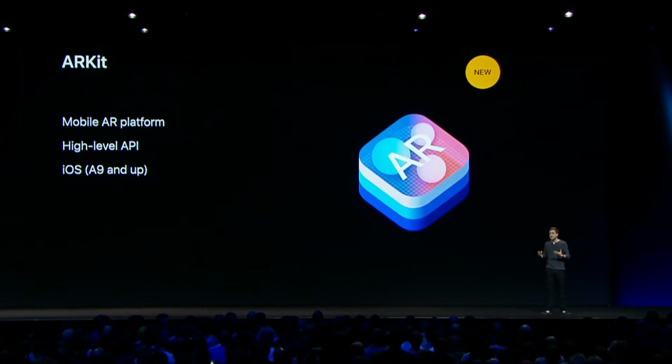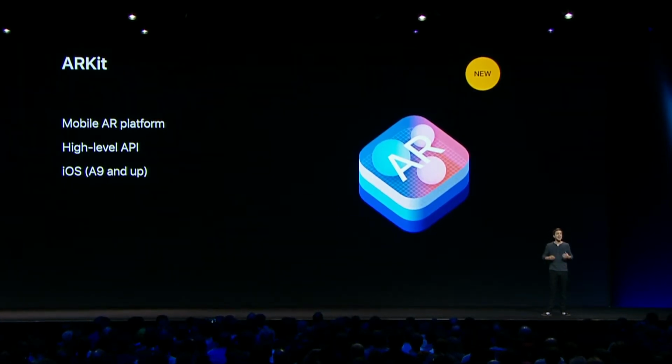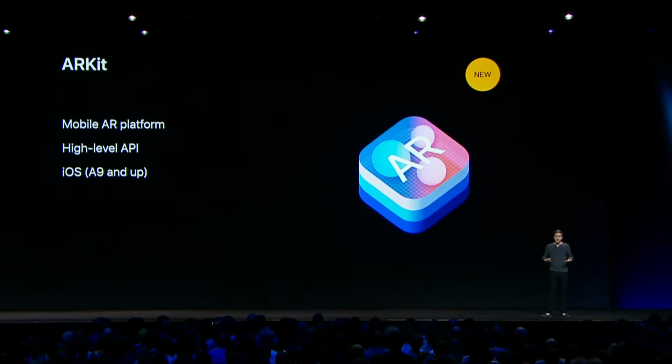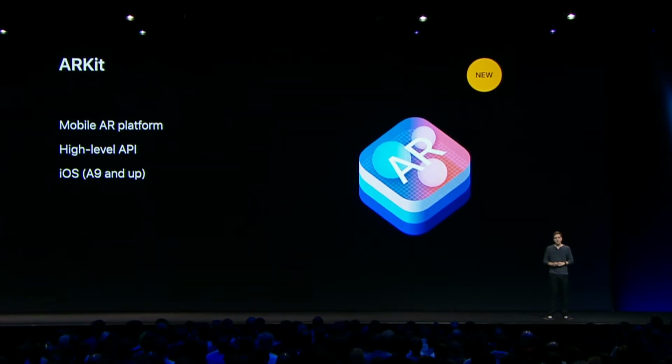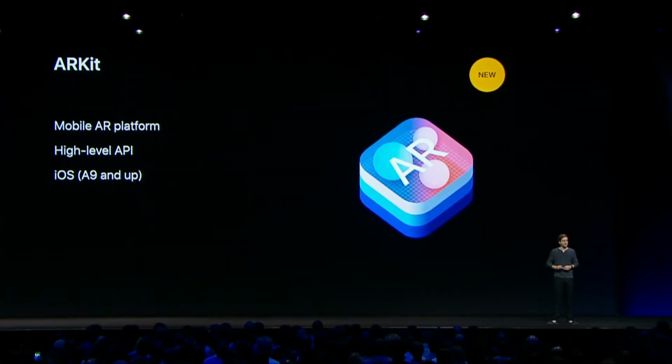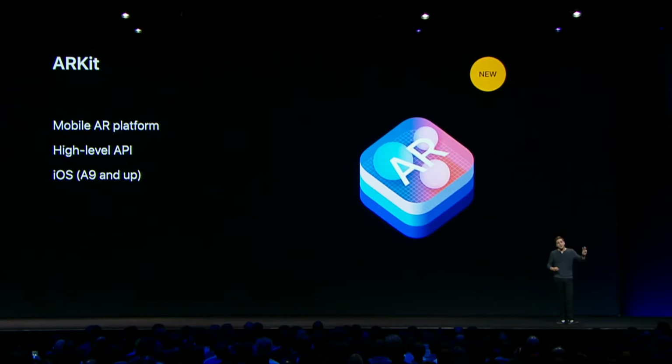In order to get the full set of features from ARKit, you're going to want an A9 and up. This is most iOS 11 devices, including the iPhone 6s. Now let's talk about the features. So what does ARKit provide? ARKit can be broken up into 3 distinct layers, the first of which is tracking.